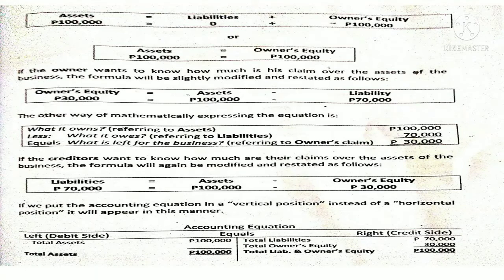If we put the accounting equation in a vertical position instead of a horizontal position, it will appear in this manner. So kung ingani, ihimo na to ang T accounts. So makita na to nga sa left side, which is the debit side, total assets, 100,000. Then sa right side, which is the credit side, ang total liabilities plus ang total owner's equity. So total liabilities and owner's equity is also equal to 100,000 pesos. So equal gid siya dapat sa accounting equation. Mag-equal ang debit ug ang credit side.